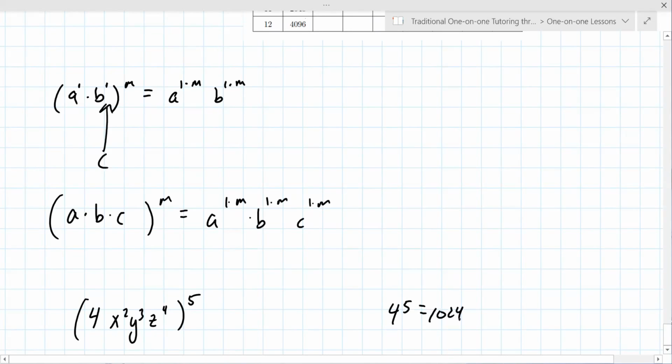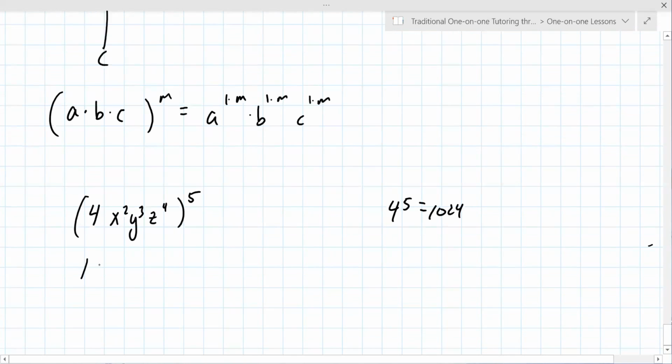All right, thank you. Yep. I would have taken a little bit. Great. 1024 x to the 10th power y to the 15, right? I was thinking about doing how we multiplied the 4 and then z to the 20th.